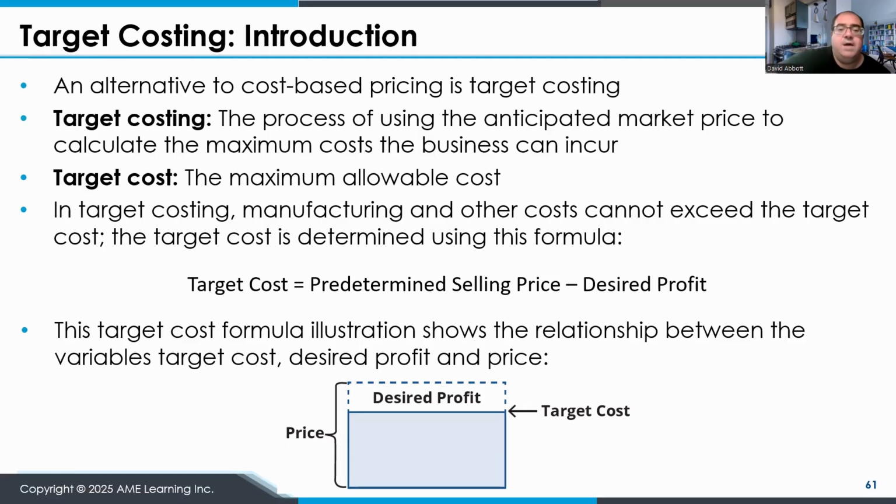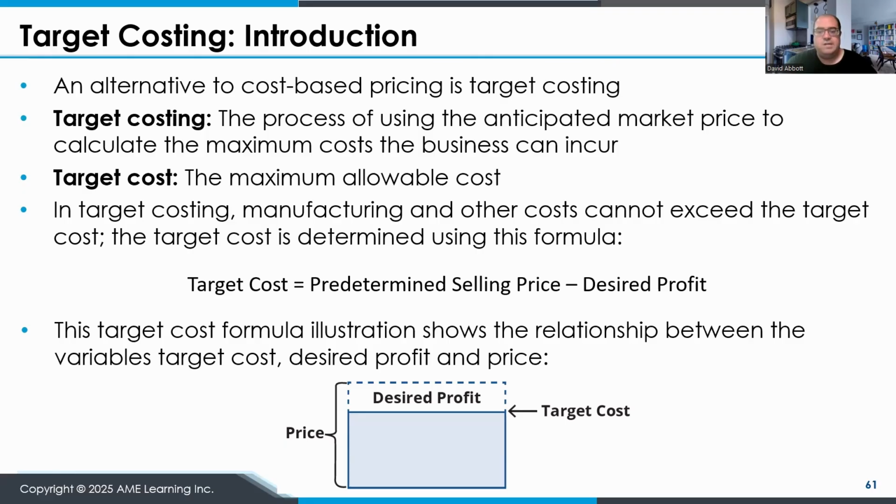So we see kind of how that is. So it just kind of works in the reverse of what we looked at before with the cost plus. So we see that target costing is the process of using the anticipated market price to calculate the maximum costs the business can incur. And the target cost would be the maximum allowable cost. And in target costing, manufacturing and other costs cannot exceed the target cost.